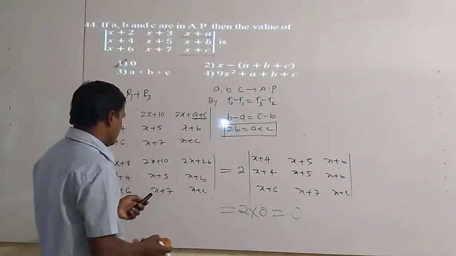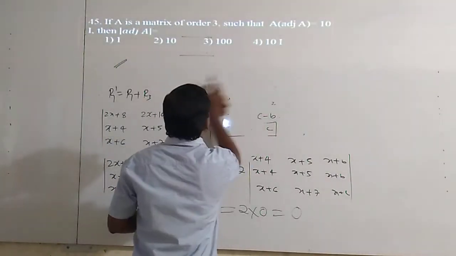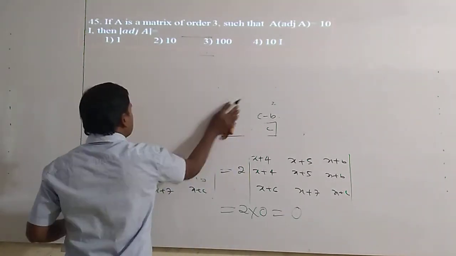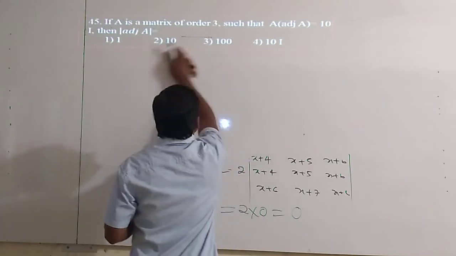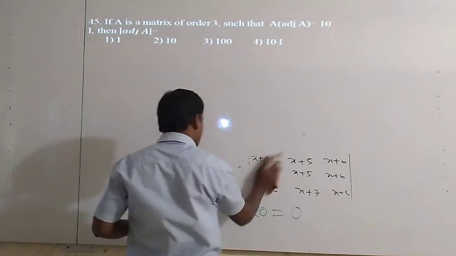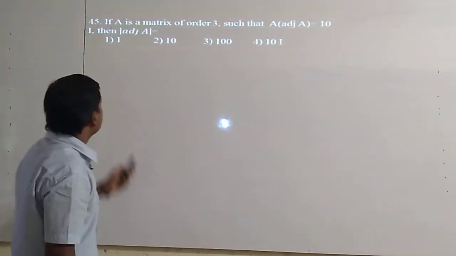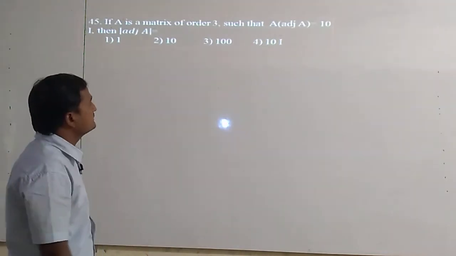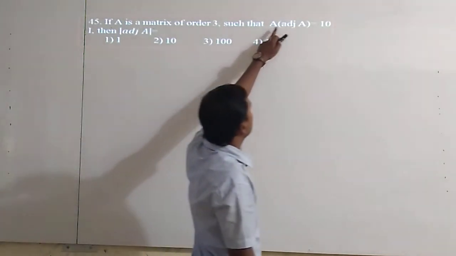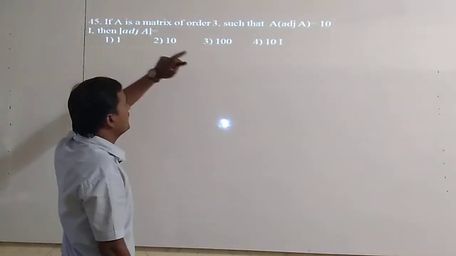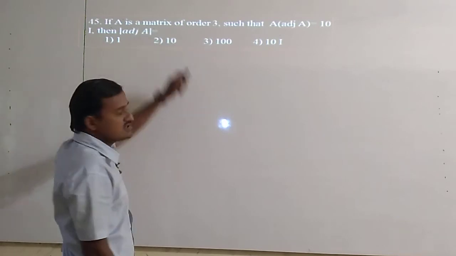We'll go for the next question, this one. If A is a matrix of order 3 such that A into adjoint of A equals 10 into I, then the value of determinant of adjoint of A, right?